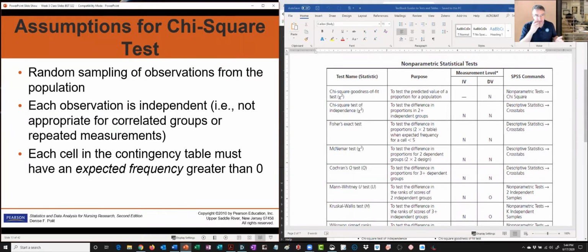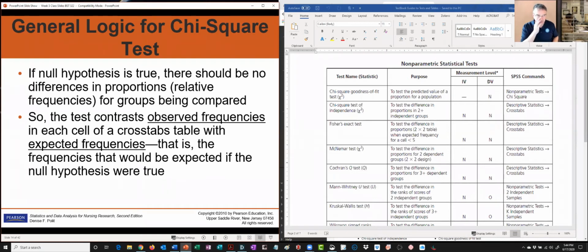Like our other tests, we have to have assumptions. Random sampling is another assumption of our chi-square. Each observation is going to be independent. So for chi-square, they can't be the same people. They have to be different subjects. That's the foundation of the chi-square. So if they're twins, or if you're measuring them twice and they're the same people, you can't use a chi-square. The other assumption is that the expected frequency in each part of the table has to be greater than 0. But what's expected frequency? Well, we'll get to that very quickly.